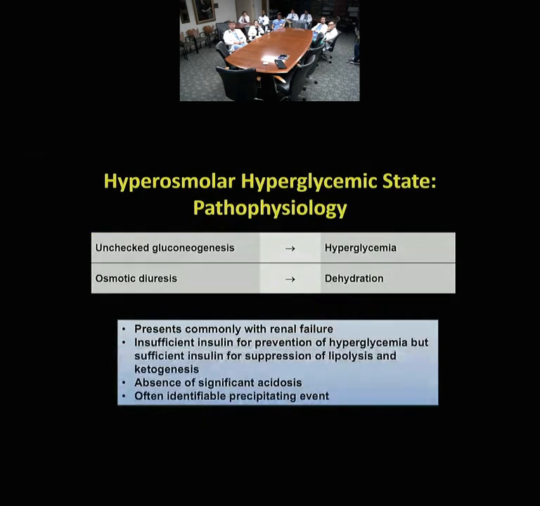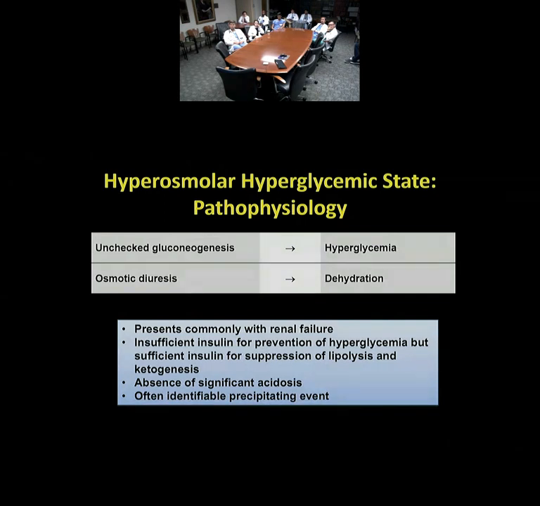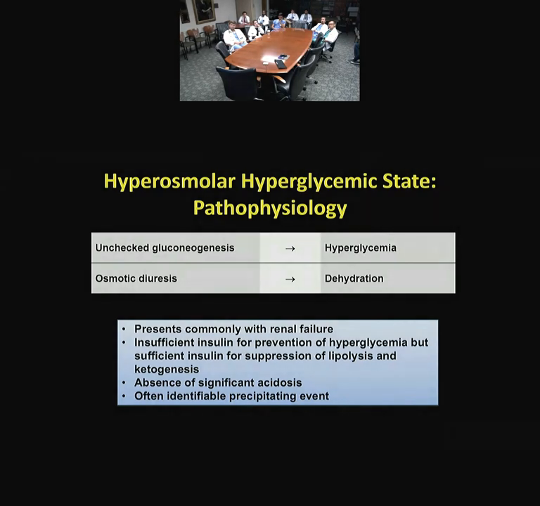And in the HHS, remember, there is no ketogenesis, but there is definitely hyperglycemia and dehydration, and it presents commonly with renal failure. There is again insufficient insulin to prevent the hyperglycemia, but sufficient insulin to prevent the ketogenesis. There is usually no significant acidosis, and there is again a precipitating event.